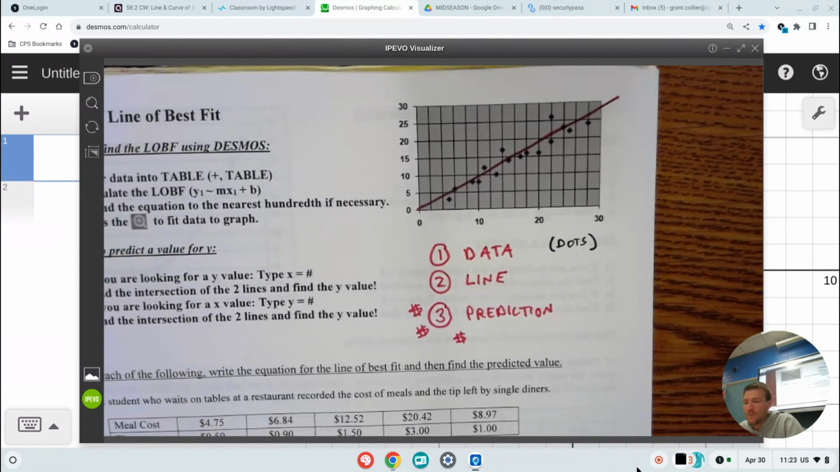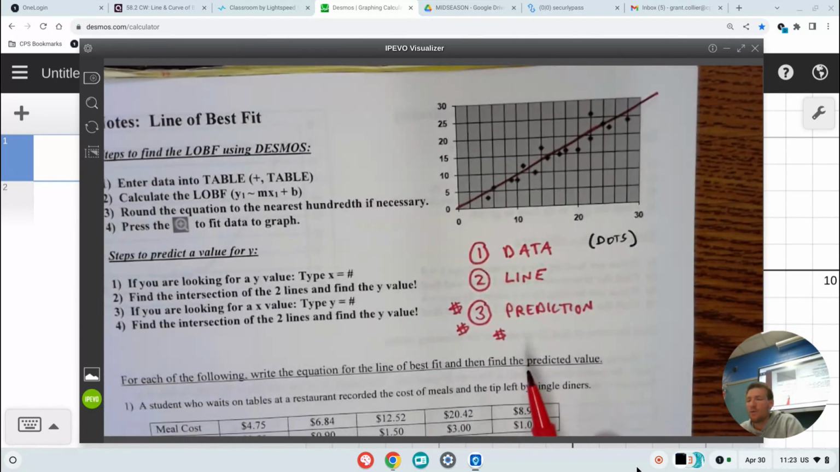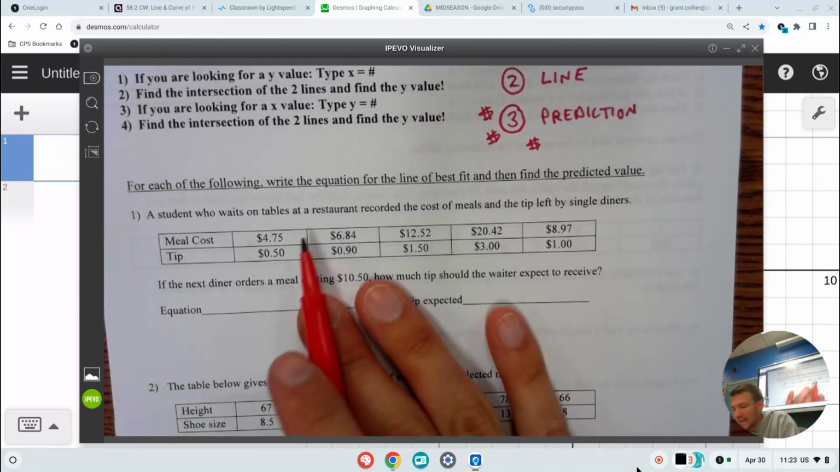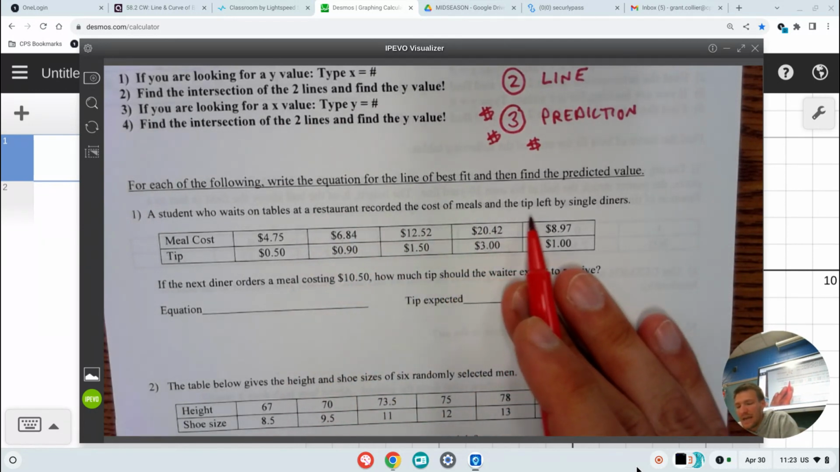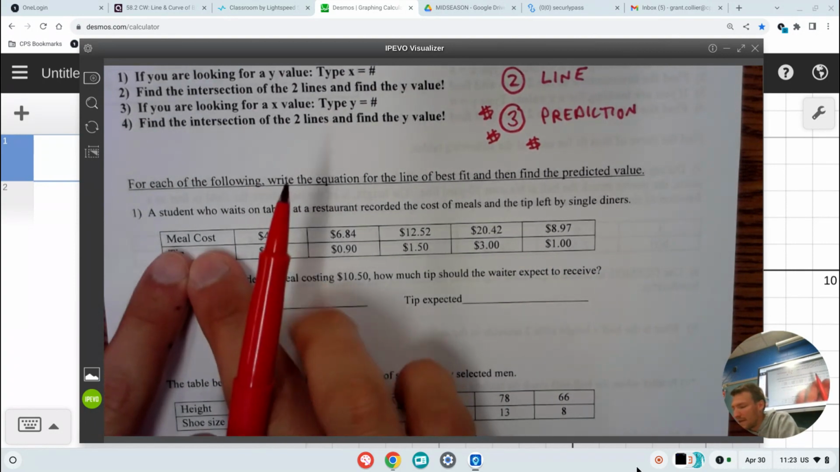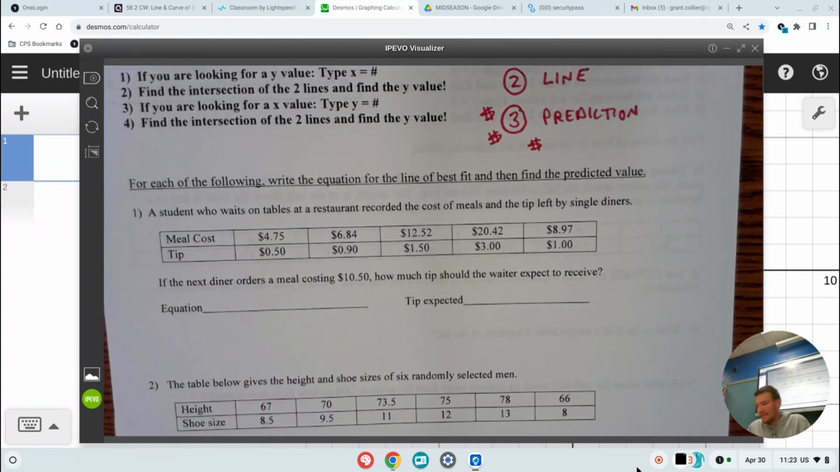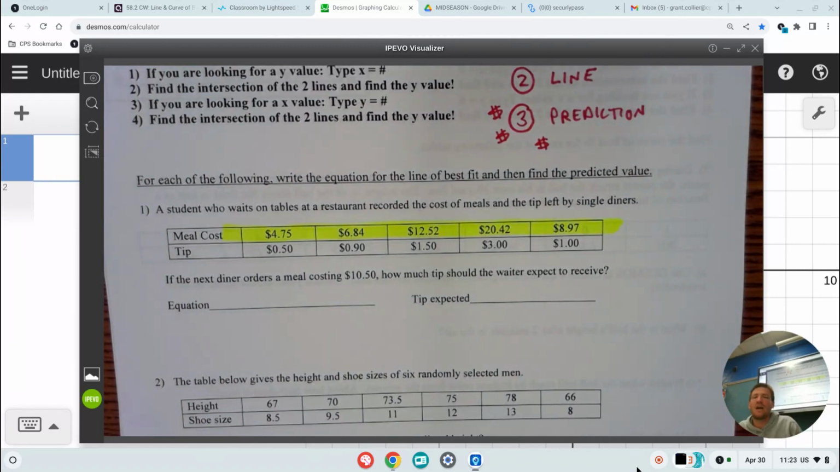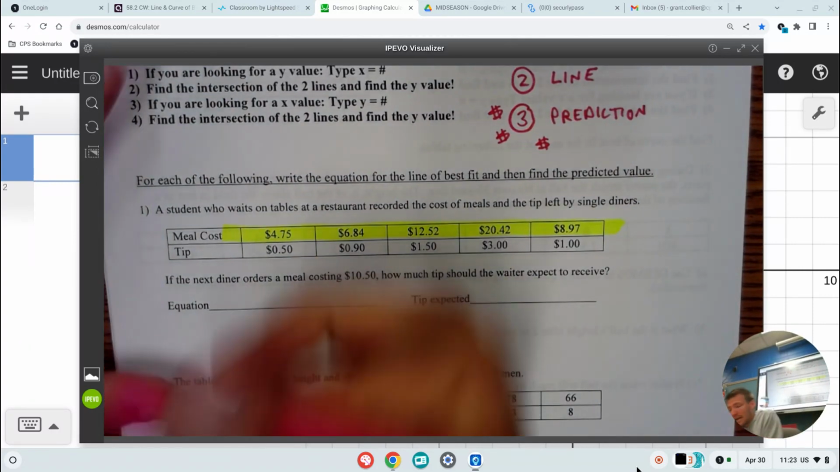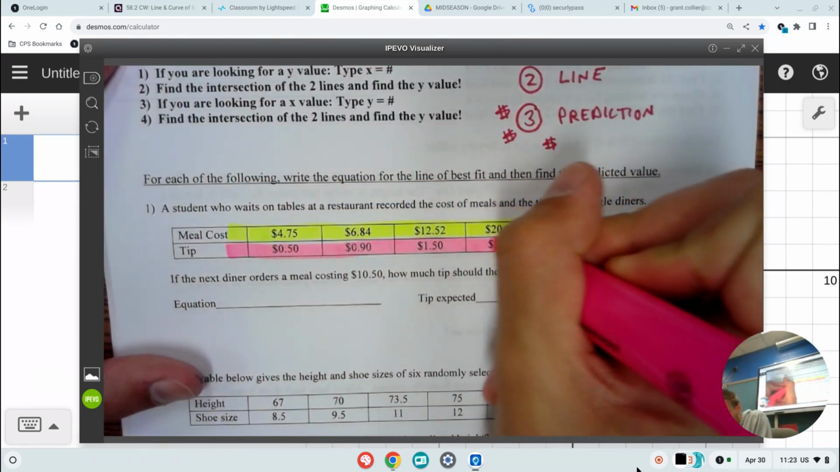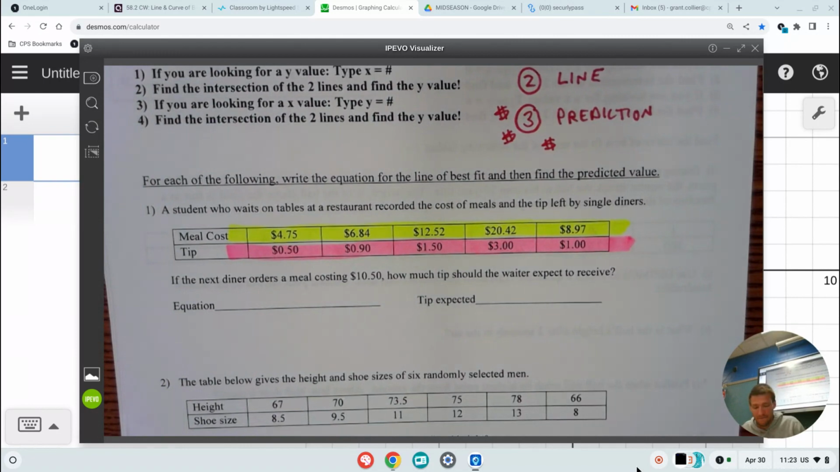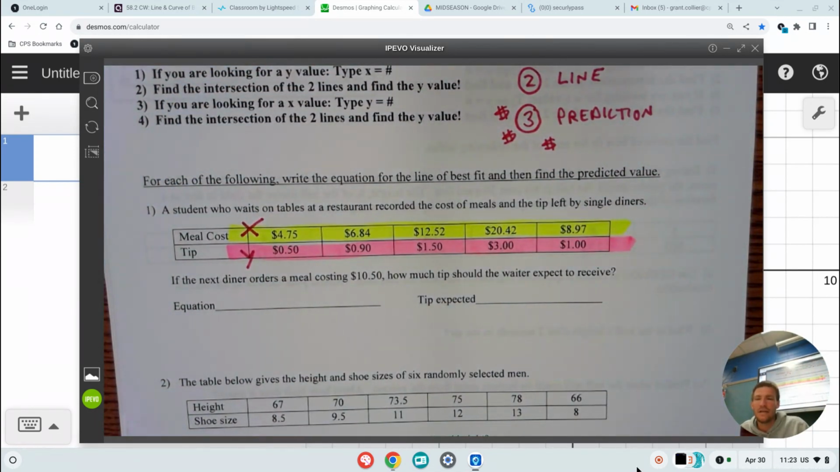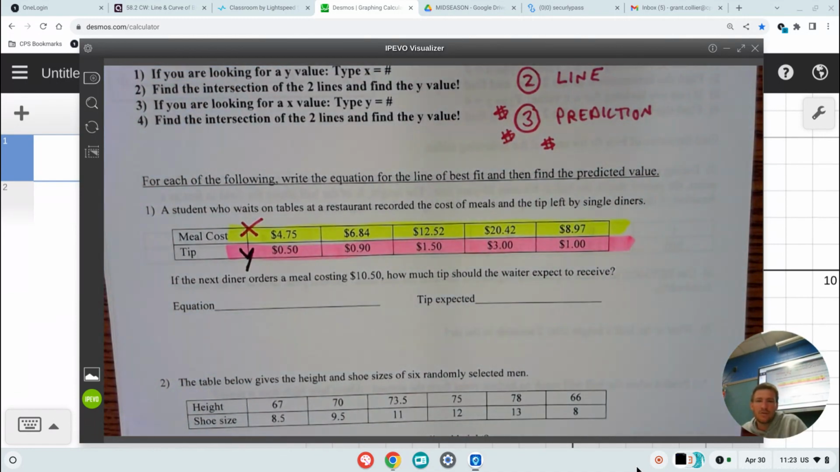So, here's what we want to do. We want to start by getting data into our DESMOS. Let's read question number 1. It says, a student who waits on tables at a restaurant records the cost of meals and the tip left by single diners. So we have the meal cost at the top here. This is how much the meal costs. $4.75, $6.84. All of these things are how much the meal costs. And then they also kept track of how much the person tipped. So, right here, we have all of that tip information. That's 2 different types of data. So we're always going to do the top one as the X and the bottom one as the Y. A little hard to see the Y on the pink, so I'll do it in black.